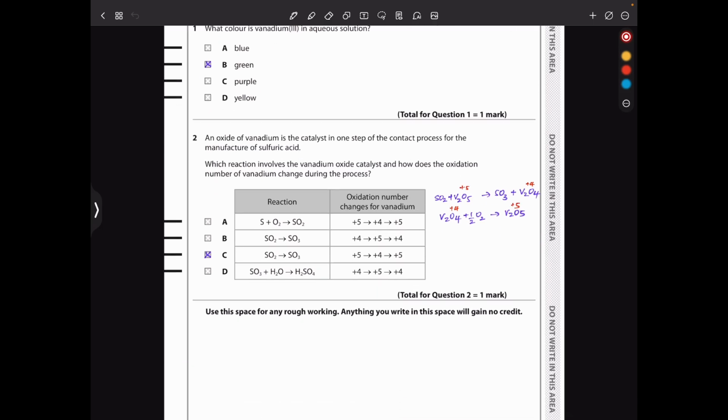And next, an oxide of vanadium is the catalyst in one step of the contact process for the manufacture of sulfuric acid. Which reaction involves the vanadium oxide catalyst, and how does the oxidation number change during the process? So in this reaction, sulfur dioxide will react with vanadium 5 to form sulfur trioxide and then vanadium 4, and the remaining vanadium 4 reacts with half oxygen to produce vanadium 5. This is a reduction for vanadium and this is oxidation. So the answer should be C, from 5 to 4 and then to 5.